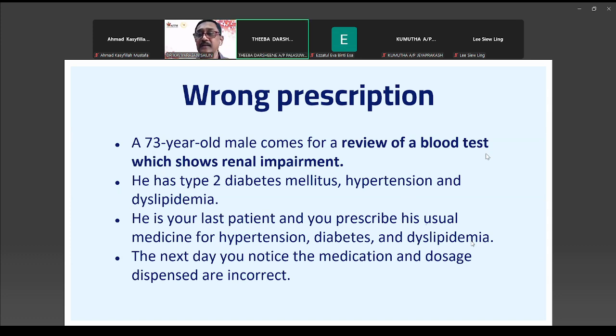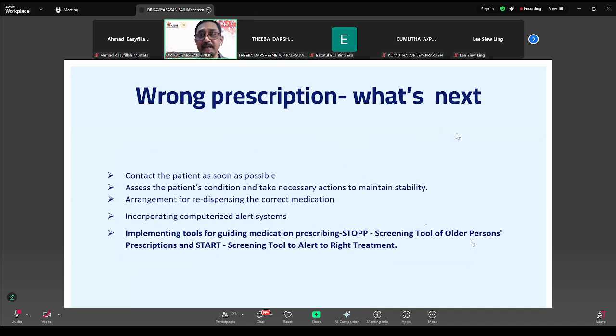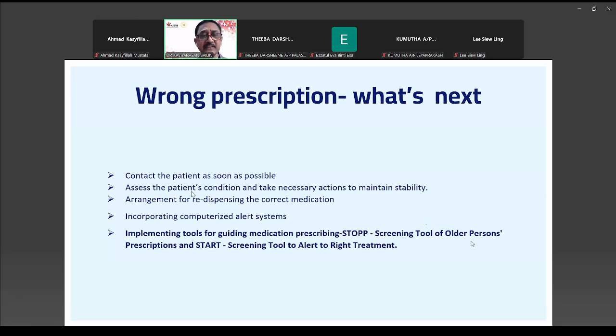Call the patient and arrange for the follow-up and readjust the medications, doctor. Yeah, so that's correct. So what you'll do is you will call the patient immediately, okay? Contact the patient as soon as possible. Assess the patient's condition and take necessary actions to maintain stability. Arrange for redispensing the correct medication. You tell them, sorry, there are some changes that need to be made in the medication because your blood test report came, and it shows a little bit of renal impairment, so I need to make the change.